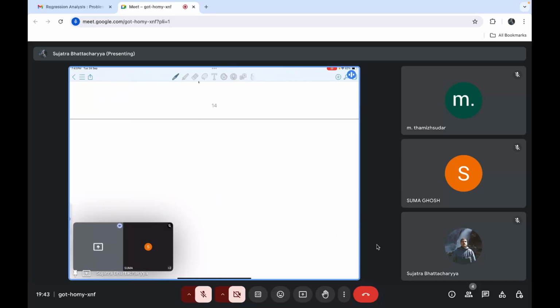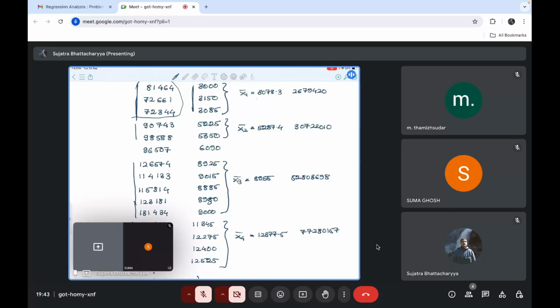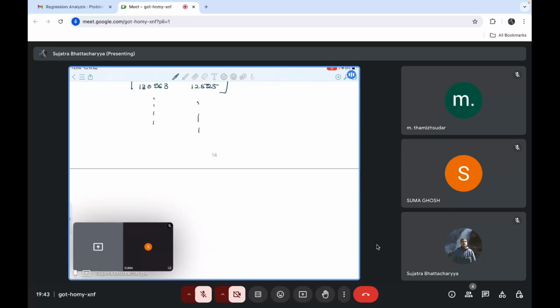What we do next is that we can clearly see that as x bar increases, sy square also increases. So it kind of fits a linear relationship. Okay, so a linear relationship can be established.